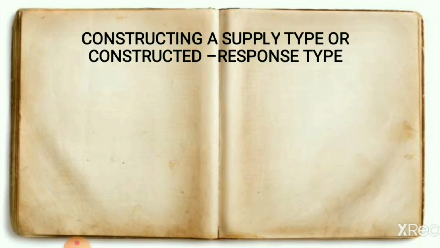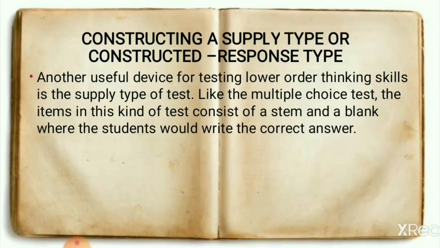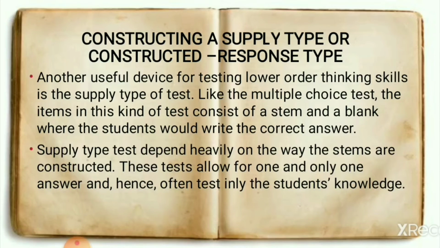Constructing a supply type or constructed response type. Another useful device for testing lower order thinking skills is the supply type of test. Like the multiple choice test, the items in this kind of test consist of a stem and a blank where the student would write the correct answer. Supply type tests depend heavily on the way the stems are constructed. These tests allow for one and only one answer and hence often test the student's knowledge.